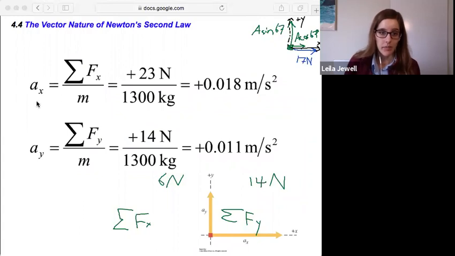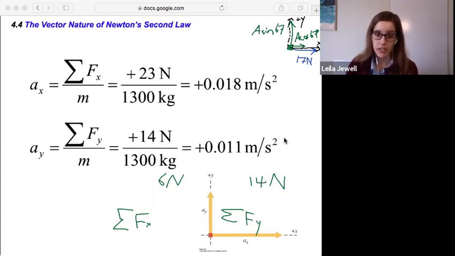So we see that in the x direction, the acceleration is the sum of the forces in the x divided by the mass, which is 23 newtons divided by 1,300 kilograms, the mass of the man on the raft. So we get an acceleration of 0.018 meters per second squared. Similarly, in the y direction, smaller net force, same amount of mass because it's still the man in the raft. And so we get a smaller acceleration overall.